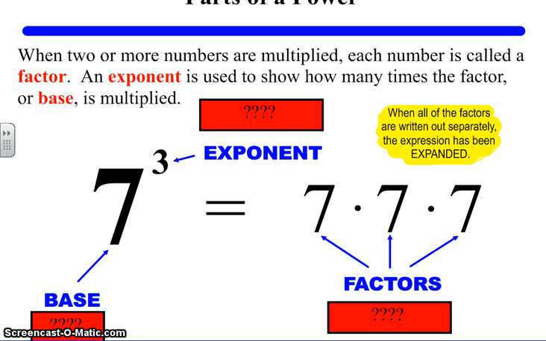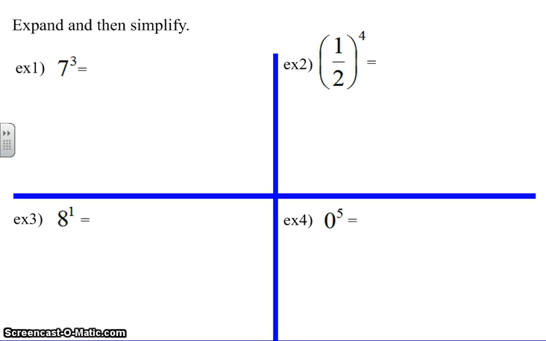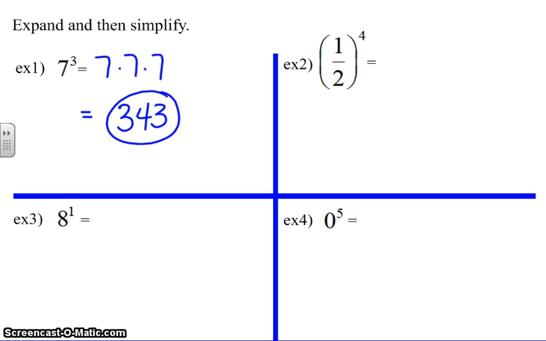So, if we look at some upcoming examples, expand and then simplify. In example 1, 7 to the 3rd power, that is exactly the same problem that we were just looking at when we identified the parts of the power. So we know to expand 7 to the 3rd power, that simply means 7 times 7 times 7. We wrote out all of the factors. And 7 times 7 times 7 is equal to 343. So that is your simplified answer. We can't simplify that any farther.